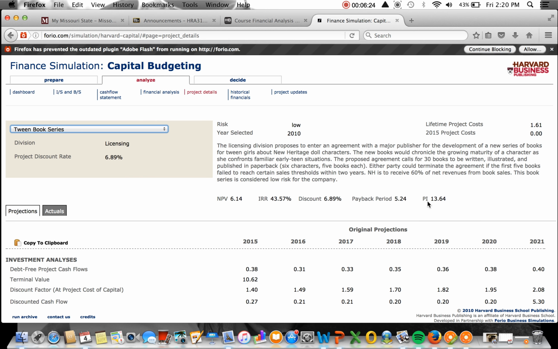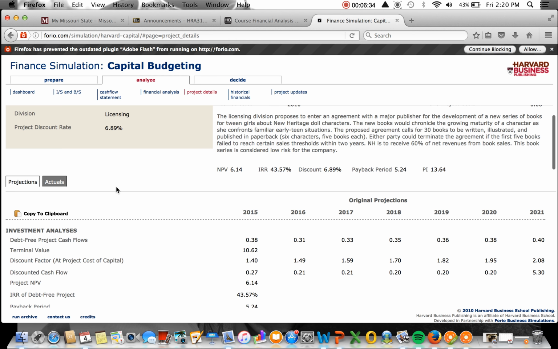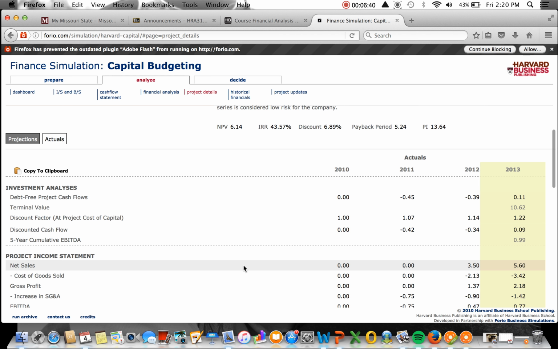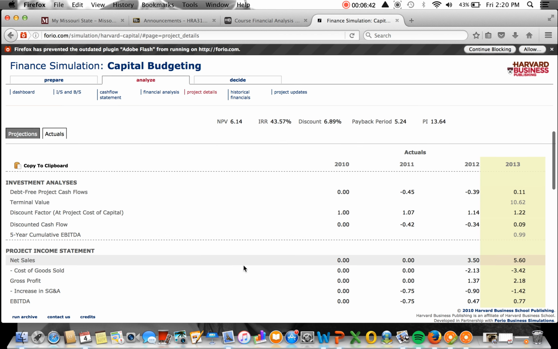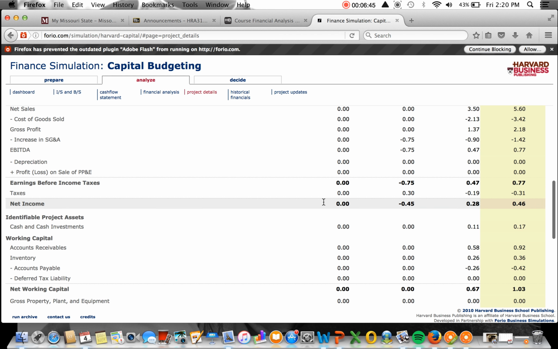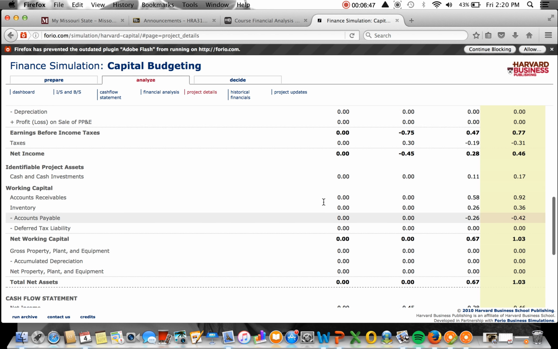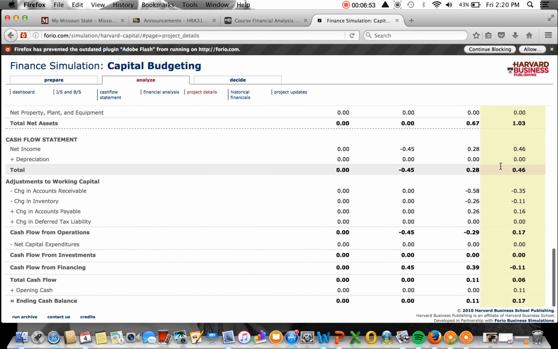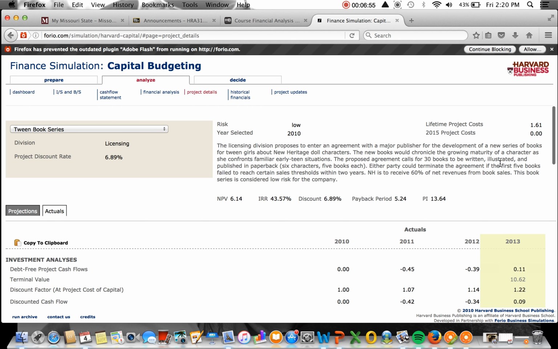Then the profit index is high, and so that's good. That's something you want to look for. The IRR is still pretty high, and the net present value is pretty high, too. So this is what actually happened. The net income ended up gaining more and more, so I think it was a good project to invest in. And then this right here just gives you a snapshot of everything.